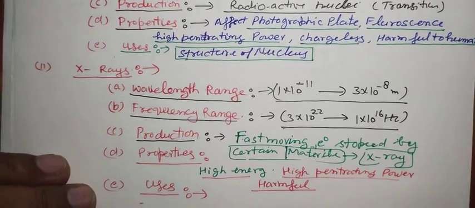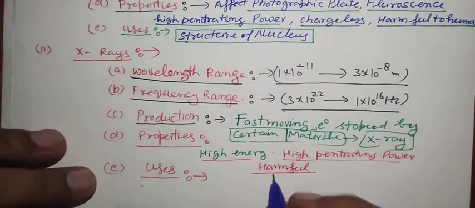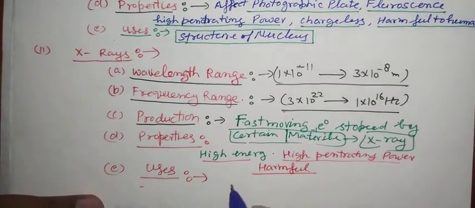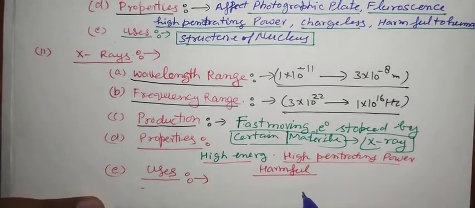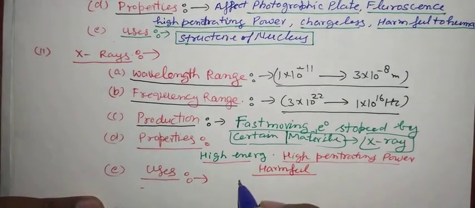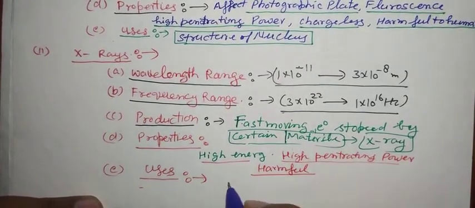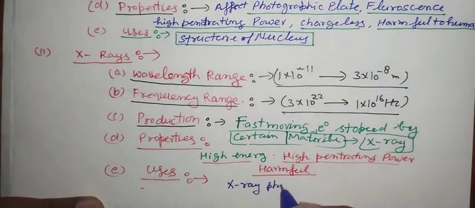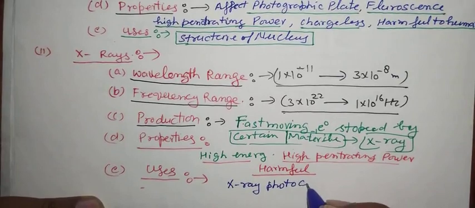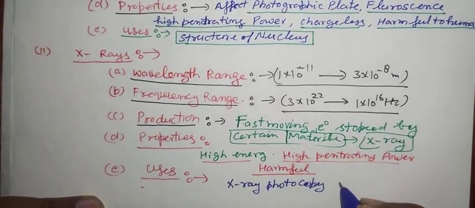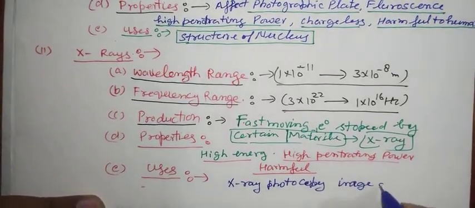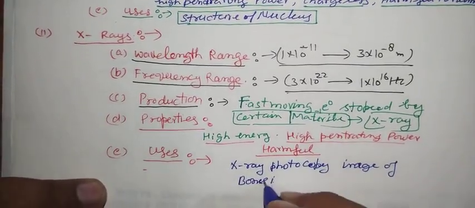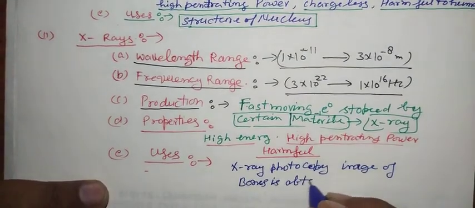The uses of X-rays: the main use is, since its penetrating power is such that it can penetrate past the muscles but is unable to pass the bones, that is why an X-ray photocopy image of bones is obtained.